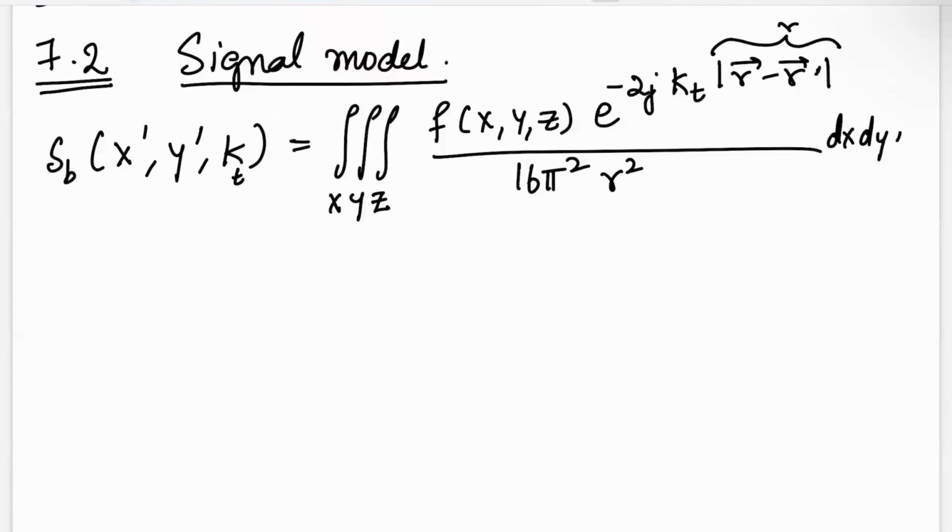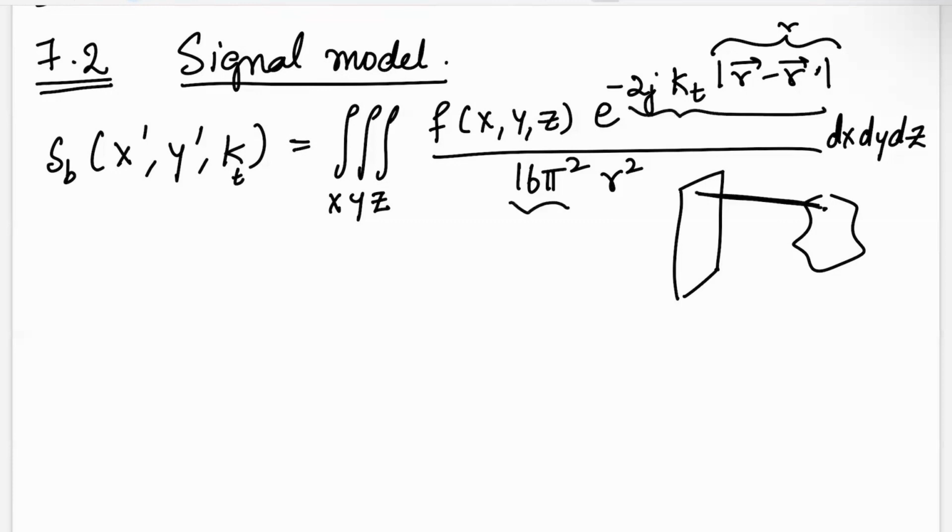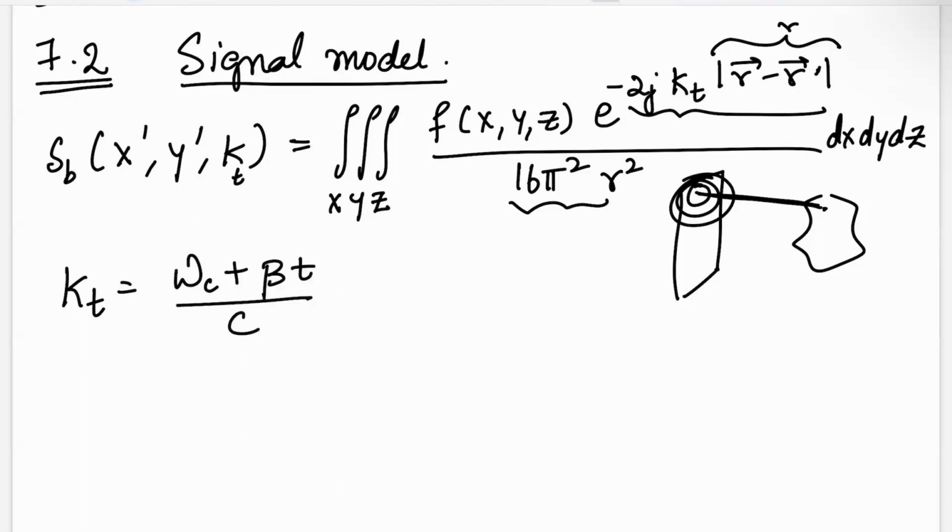Essentially what this is saying is that if I have some target and I have my radar measuring over this plane, then you look at the reflectivity at each point, and the two-way propagation gives you this two-way propagation phase. And this is the spherical wave function, which decreases with distance as 1 over r. Since it's two-way, it's 1 over r squared: 1 over 4 pi r for the transmission and 1 over 4 pi r for the reflection. You can go back and look at that video to review where this comes from. And kt we derived for FMCW is omega c plus beta t over c, where beta is the chirp rate.